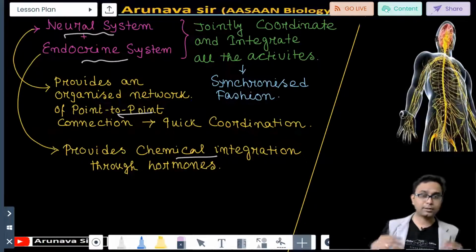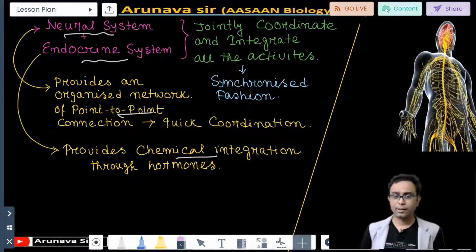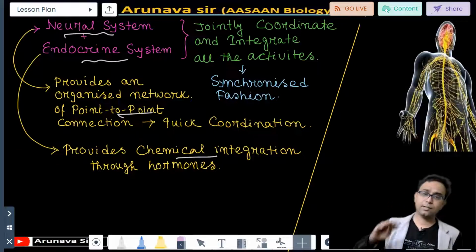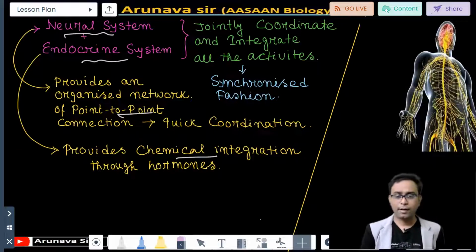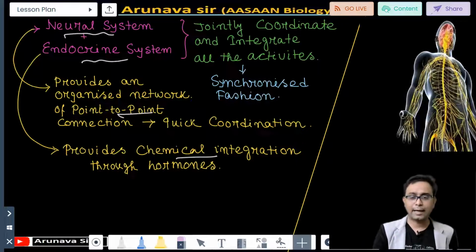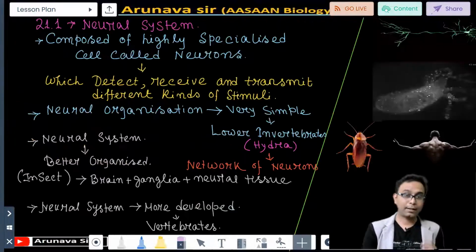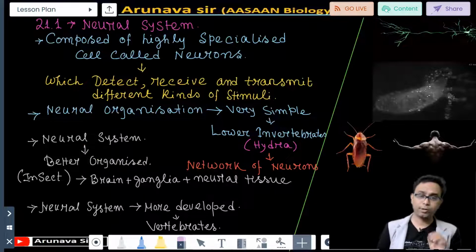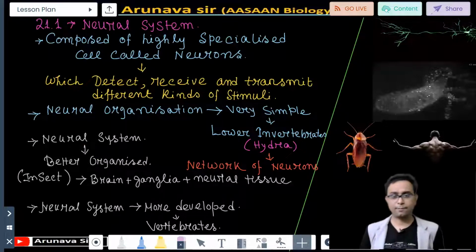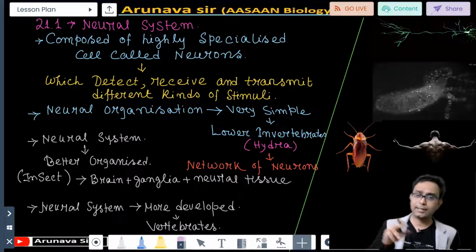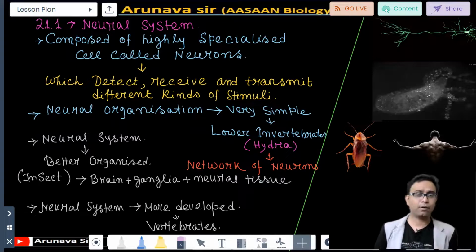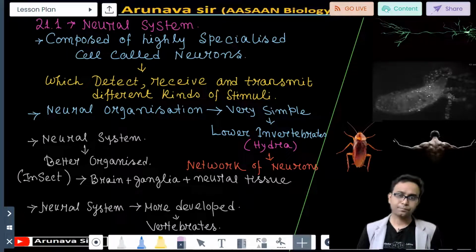I just discussed every line and every word, so any questions in the NET will come from the NCERT book, right? Now we discuss another important part, that is 21.1, the neural system. Please follow in the NCERT book. I will follow this line by line.